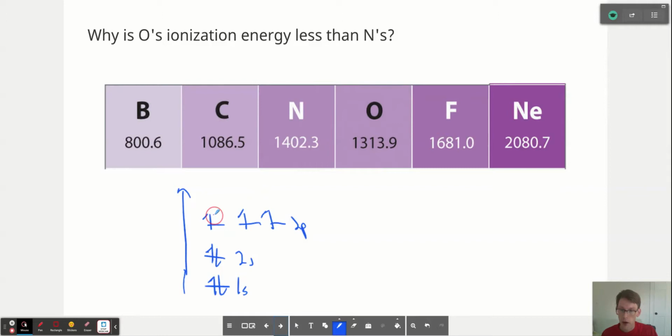But when we go to oxygen, we're adding 1 more, and now we have paired these 2 electrons. And now there's a little bit extra repulsion. Yes, there's 1 more proton in the nucleus for oxygen, but that still does not counteract the fact that there's a lot more repulsion going on here, and that makes it easier to remove an electron from oxygen.